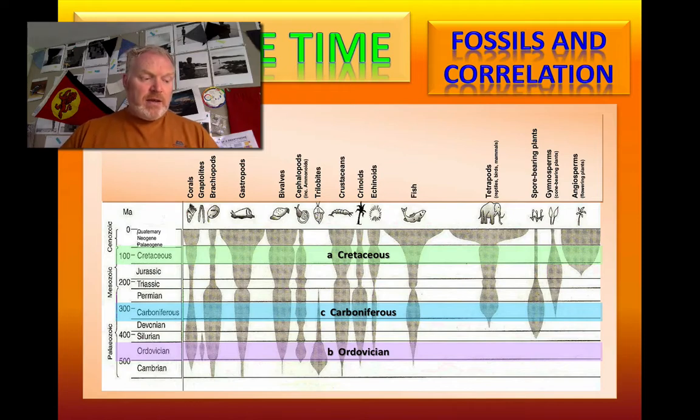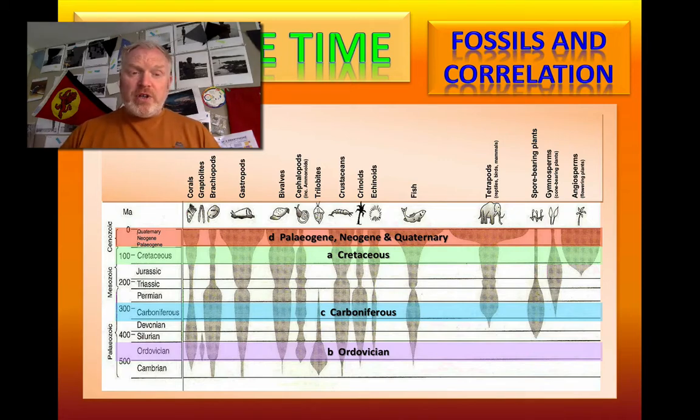Question D asks for the period which is the rapid expansion of fish and tetrapods, reduced numbers of cephalopods and the greatest numbers of angiosperms, the flowering plants. That period is the Paleogene, Neogene and Quaternary. In your booklet it may say Quaternary and Tertiary. Tertiary is an outdated term now. We don't use it anymore. I'm sorry, that's in your booklets. I need to update those.